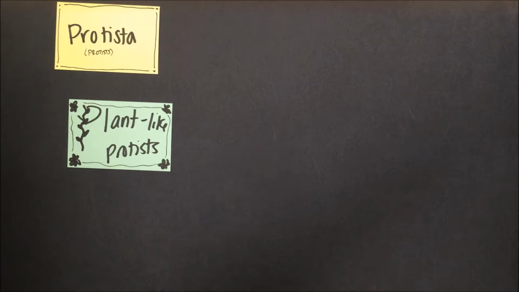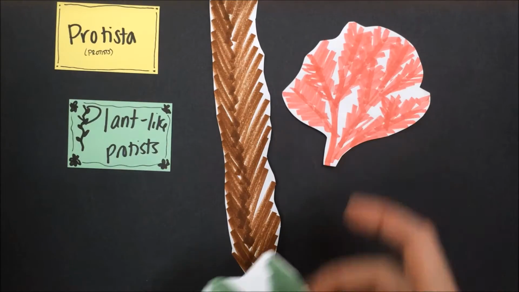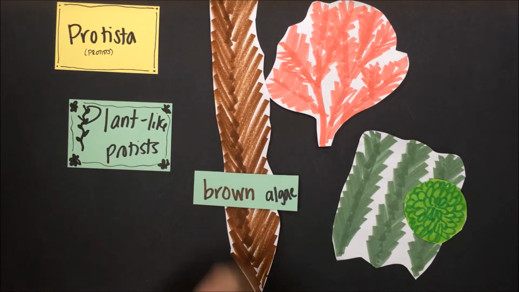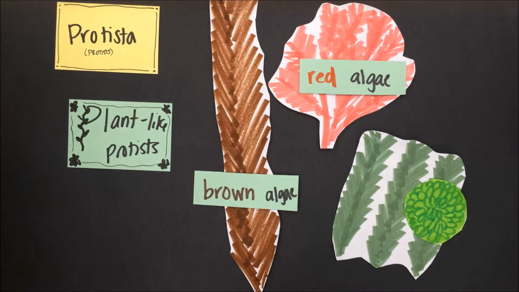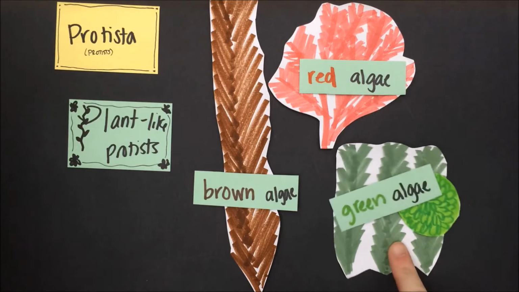Next up, we have the plant-like protists. We have 6 different phyla of plant-like protists. The first 3 are all kinds of algae, also known as kelp or seaweed. Brown algae grows in colder waters, red algae grows in tropical environments, and green algae, the most diverse phylum of our plant-like protists, can grow almost anywhere. If you've walked by Mercer Pond recently, you've probably seen some green algae floating on the surface.